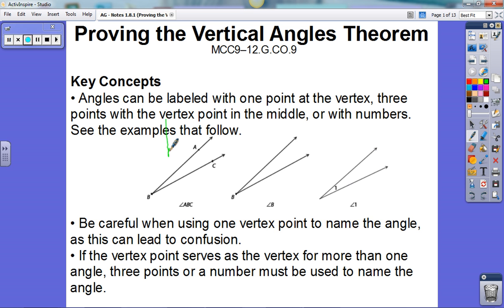Remember that we have options for labeling them. We can label them the three ways that are listed down here. I could label them with all 3 points right here, but remember when I do that, my vertex has to be the letter in the middle, so notice it's angle ABC. I could also label it CBA, as long as I put the vertex in the middle. I can also just label the angle with the vertex letter.